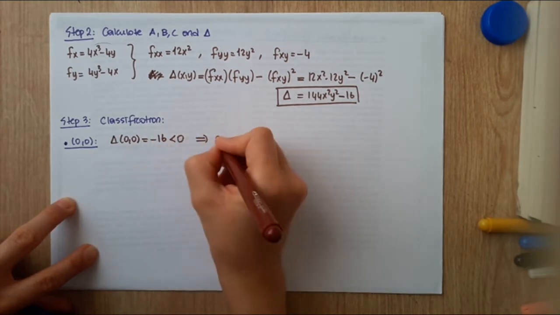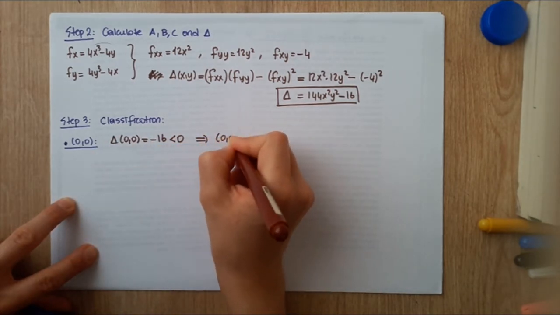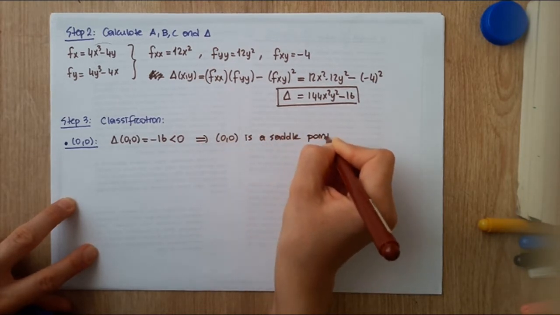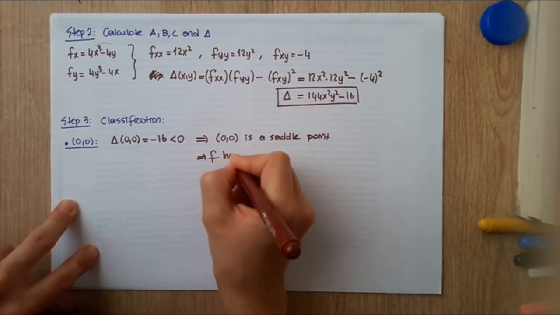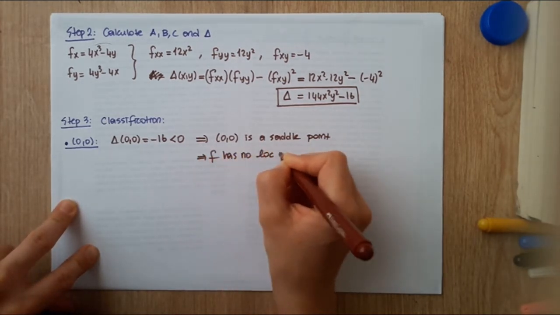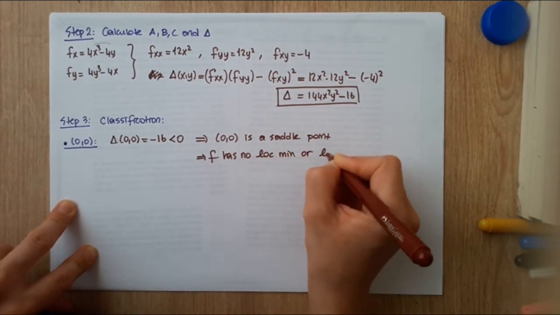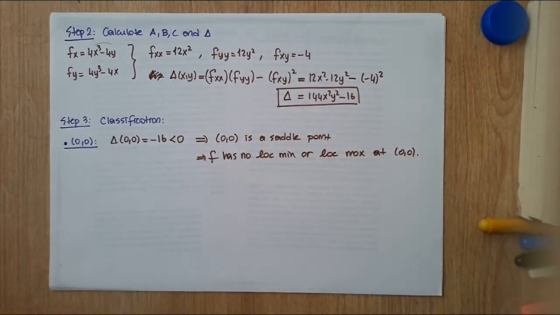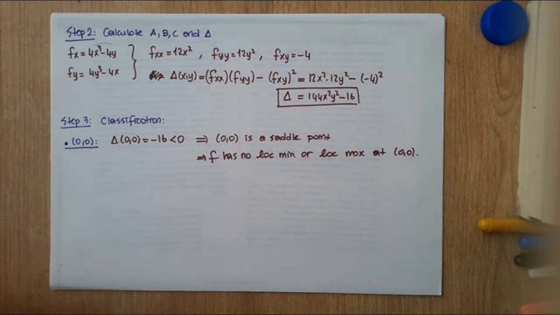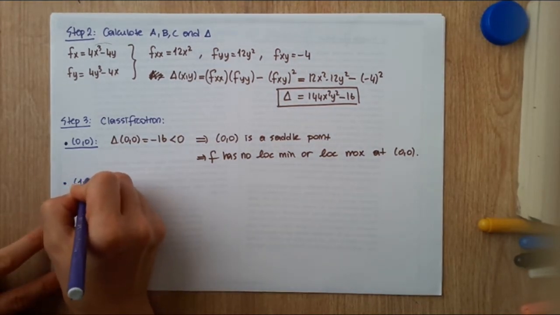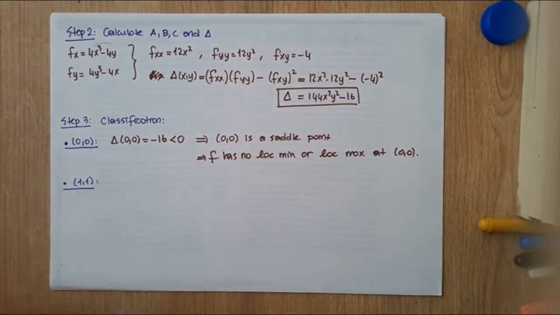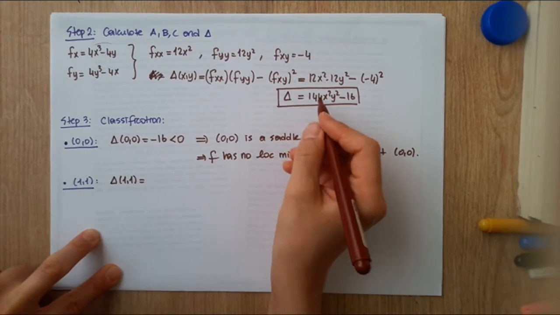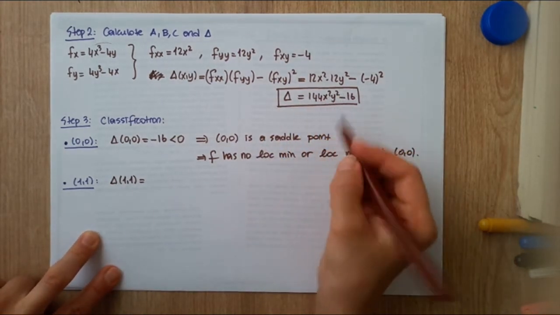If delta is less than 0, you can directly say that 0, 0 is a saddle point, which means f has no local minimum or local maximum at 0, 0. Okay, the type of this critical point is saddle point. And then it's time to classify 1, 1. Again, I need to substitute 1, 1 in delta to decide the sign of delta.